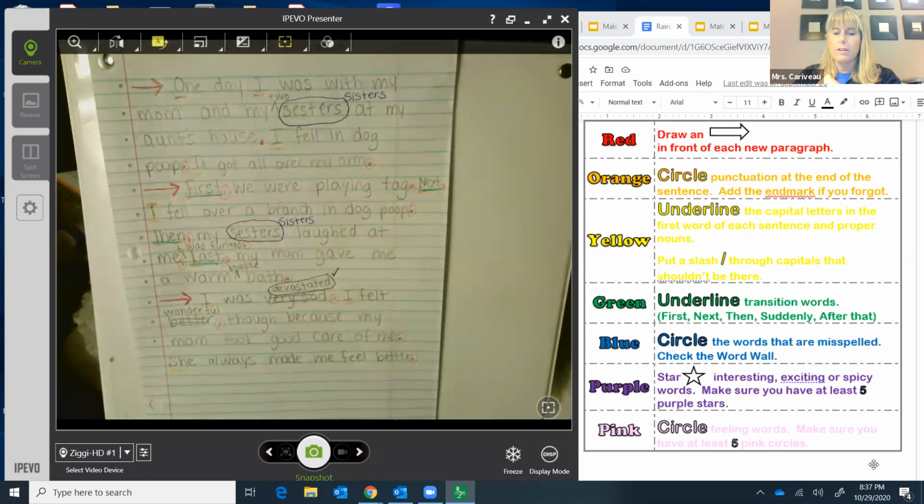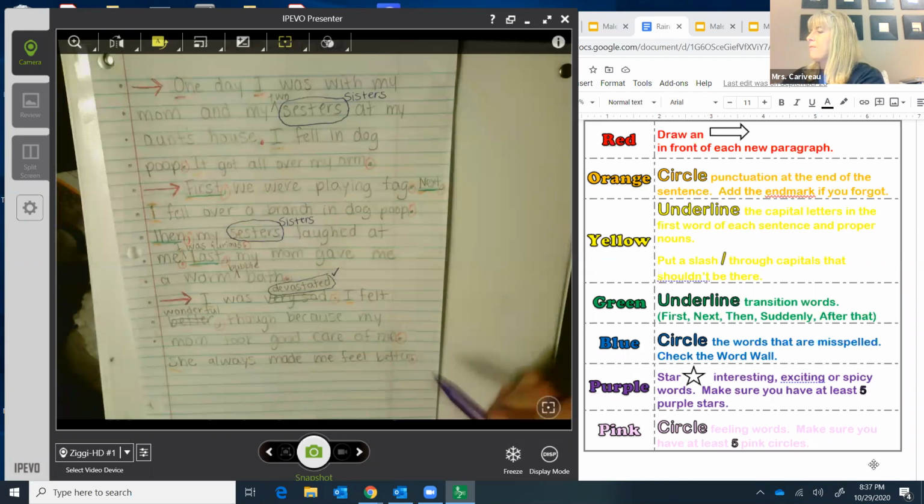Okay, now moving on to purple. Ooh, our 5-star interesting words. We get to put a star by it if they're interesting or spicy words. I try to have 5 stars, 5 of 5-star words, but I get as many as I can. My teacher will be happy if I get at least 2, right?